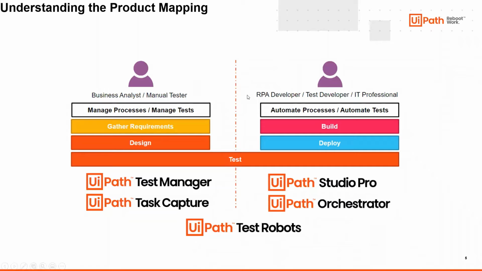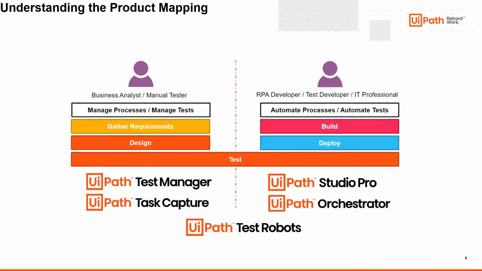So UiPath Test Suite with its components allows us to cater to both of these groups. UiPath Test Manager will allow us to create and gather requirements, design test cases, and then test them. Task Capture allows the business analyst to document, for documentation purposes, whenever they are creating PDDs, gathering requirements, or identifying an as-is process.